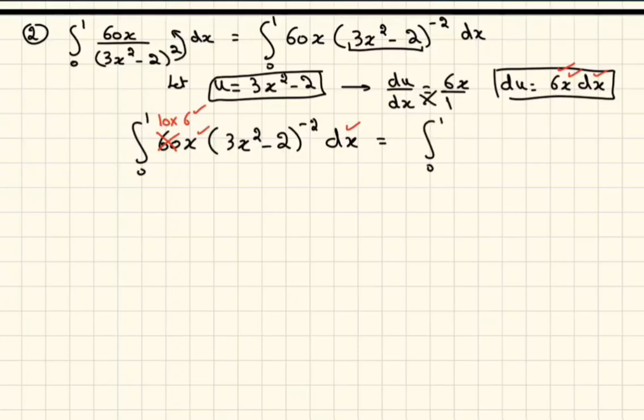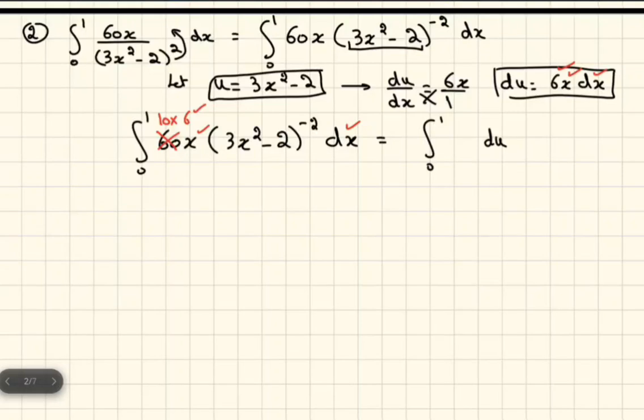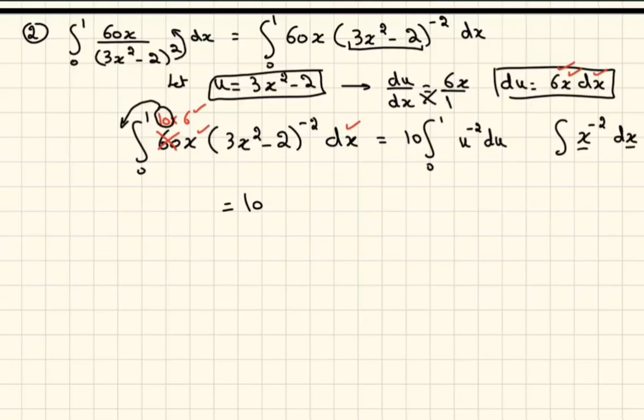Now, I proceed by writing the integral from 0 to 1. Instead of 6x dx, it will be du. Instead of 3x squared minus 2, I know it is u, and the exponent is negative 2. Now we still have this 10. What should I do with it? I don't need it inside. You can take it outside the integral. Next, this looks exactly the same as if you are doing integral x exponent negative 2 dx. Same letter here and here. So u and du, you apply the same rule as the one we know from before.